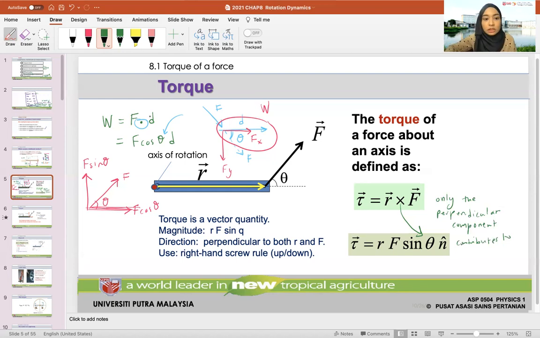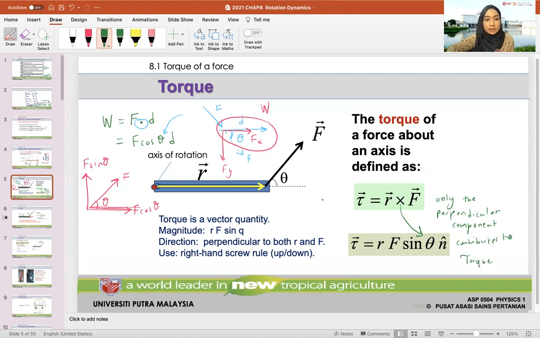But if I wanted to talk about work done, then I care about it. I want something that is parallel to my displacement because this is a dot product. When we're talking about the cross product, we only care about the perpendicular component that contributes to torque.